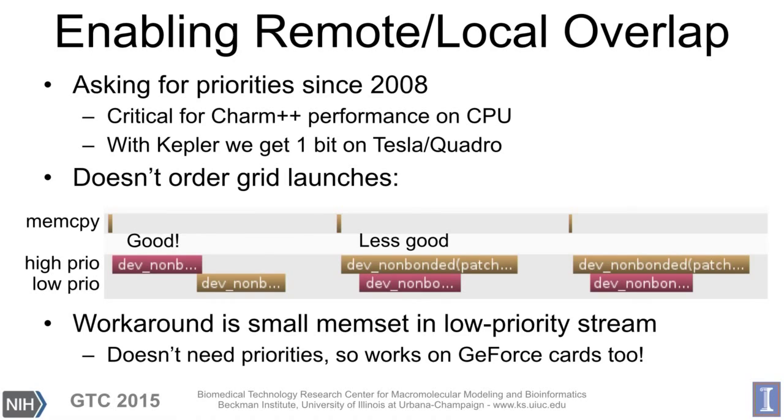Now there's a workaround for this. It's very simple: we give the low priority stream something extra to do, a very small memset of a few thousand bytes. And that fixes this problem. Also, we don't need the priority feature, so we can do this on GeForce cards. We don't actually need the expensive Tesla version.